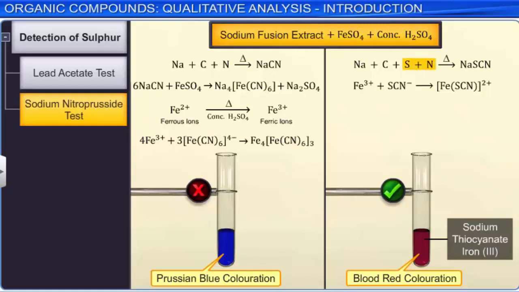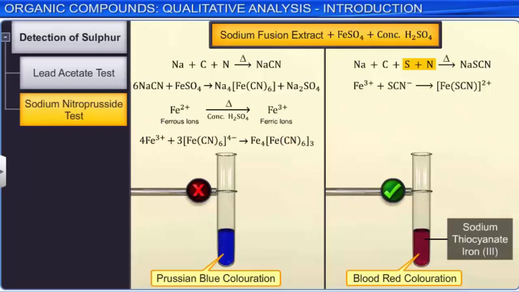In the test for halogens, sodium fusion extract is first boiled with dilute nitric acid. To this solution, a few drops of silver nitrate solution are added. The color of the precipitate indicates the presence of the specific halogen. A white precipitate, soluble in ammonium hydroxide, indicates the presence of chlorine. The white-colored precipitate is due to the formation of silver chloride.